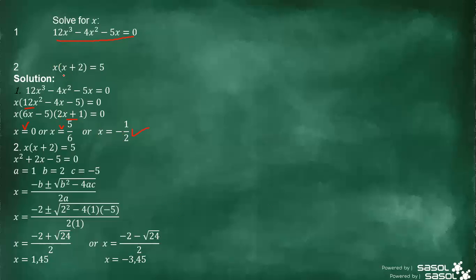Now the second one is this one. Because it's not equal to 0 on the right hand side, we have to open this bracket and bring this positive 5 to that side. Let's do that. Then you just open the bracket and put it in standard form. We can see that we don't have factors to solve this question, but we can use the quadratic formula. Let's use the quadratic formula. We can see that we have substituted the values there, and the positive one is going to give us 1.45, and the other one is going to give us negative 3.45.